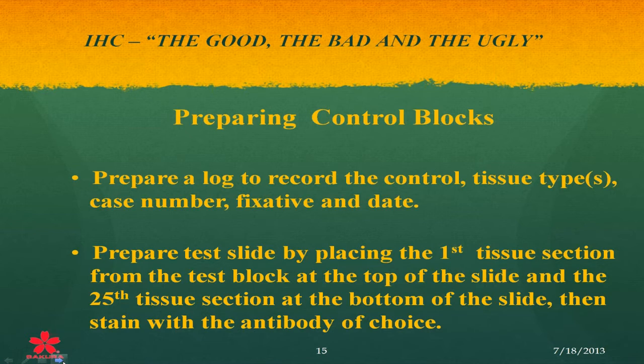Preparing control blocks. You need to prepare a log to record the control, the tissue type, the case number, the fixative, and the date. Prepare the test slide by placing the first tissue section from the test block at the top of the slide and the 25th tissue section at the bottom of the slide. Then stain with the antibody of choice. And what's important, we only do like 25 at a time, and the reason that we do this is to make sure that you're not cutting through the positivity of that control.